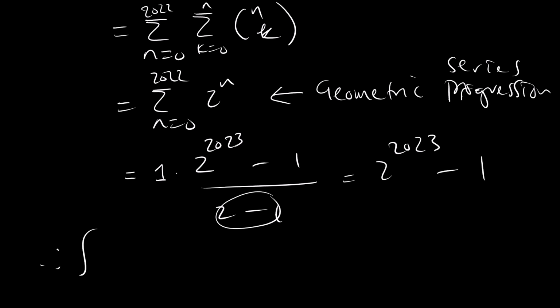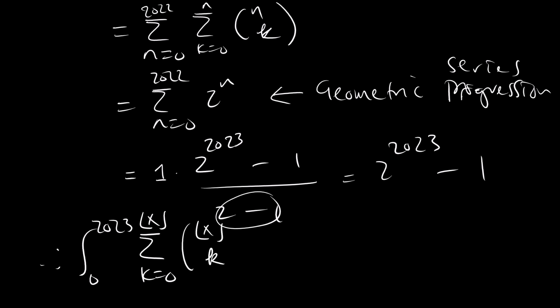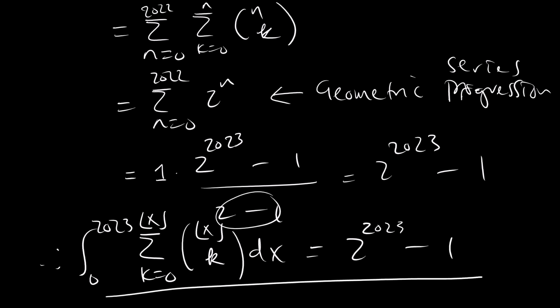Therefore, the integral from 0 to 2023 of the summation from k equals 0 to the floor function of x of the binomial coefficient of floor x, k, is equal to 2 to the power 2023 minus 1, and that's our answer.